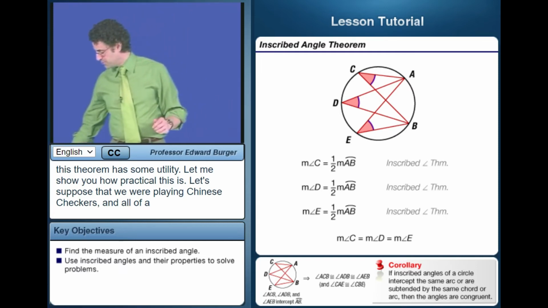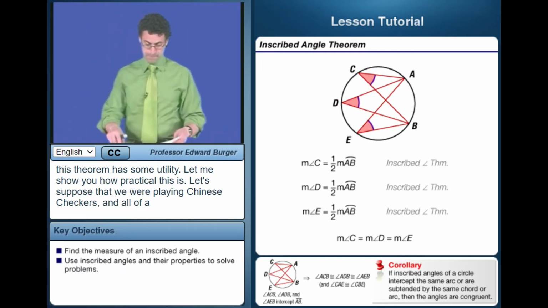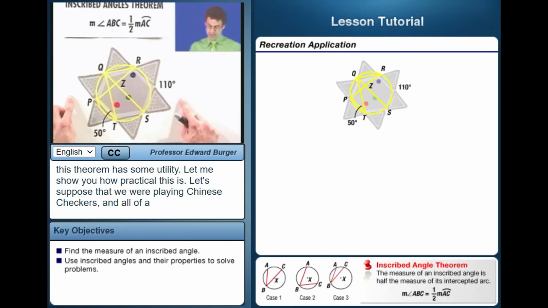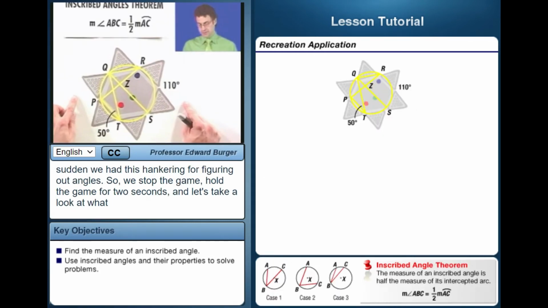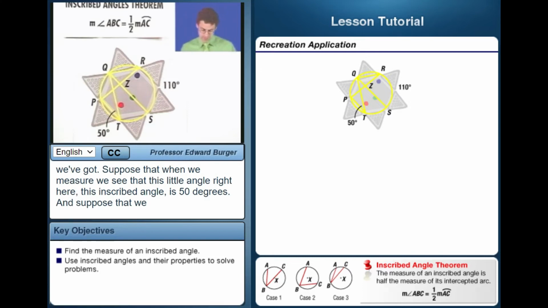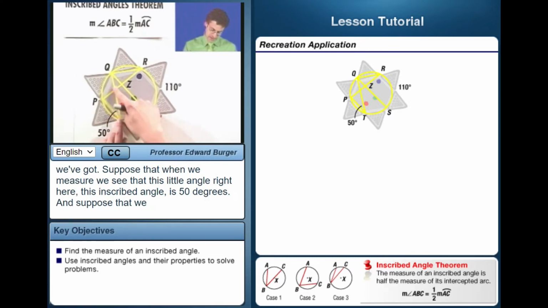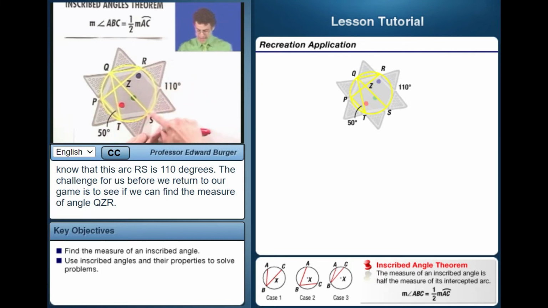Let's suppose that we were playing Chinese checkers. And all of a sudden, we had this hankering for figuring out angles. So we stop the game, hold the game for 2 seconds, and take a look at what we've got. Suppose that when we measure, we see that this little inscribed angle is 50 degrees. And suppose that we know that this arc, RS, is 110 degrees. The challenge for us, before we return to our game, is to find the measure of angle QZR.